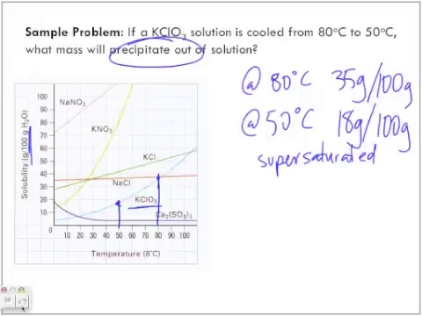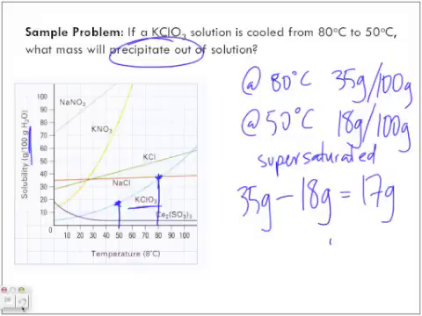So we take the two values and we subtract them: 35 grams minus 18 grams, based on the numbers we found on the solubility curve. We get 17 grams of potassium chlorate that will precipitate from this solution. We just take the two values and subtract them from one another. So that's a nice simple sample problem.